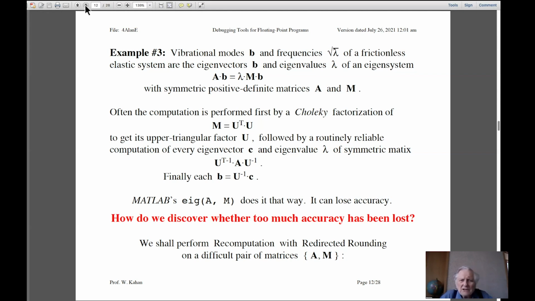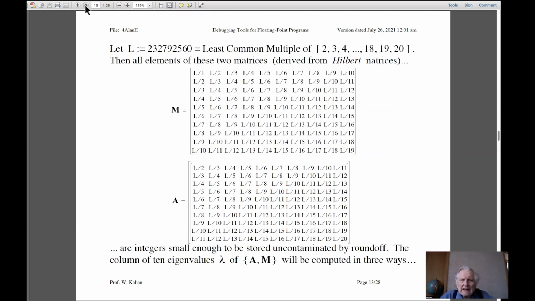Okay, first, let's get the data. I want to put the data into the computer exactly. I don't want the corruptions of data to add that error to the computation, because then we won't know what's responsible for the error.